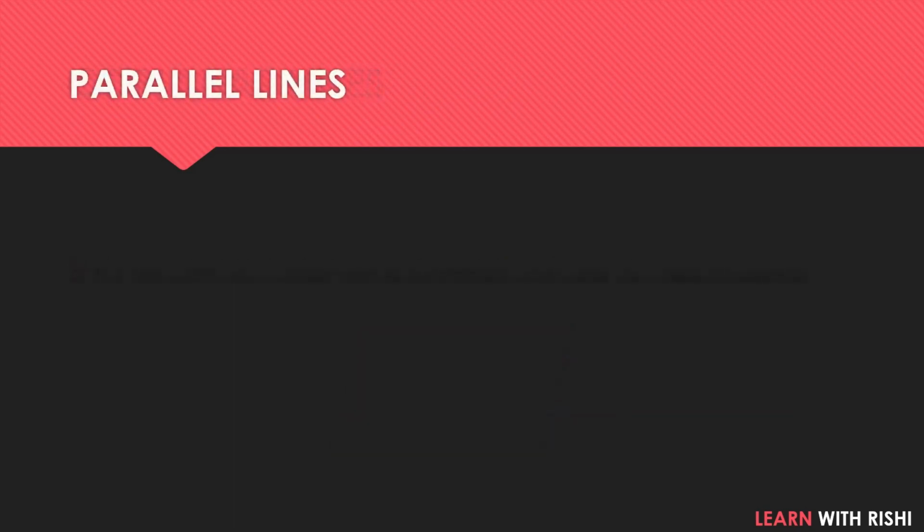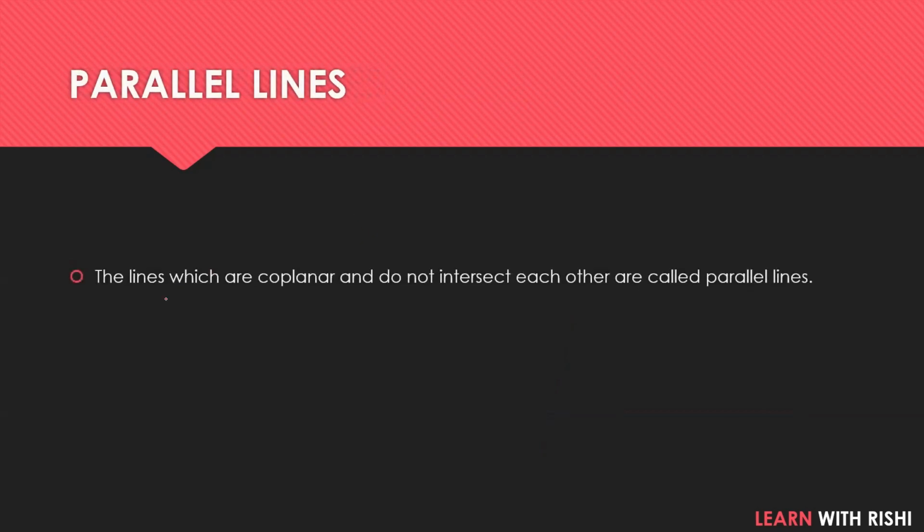Let us discuss now parallel lines. Parallel lines can be defined as lines which are coplanar. The first important thing is coplanar, meaning the lines should lie on the same plane. The second important thing is they should not intersect each other. So the lines which are coplanar and do not intersect each other are known as parallel lines. We used to think that lines which do not intersect each other are parallel lines, but there is one more thing: the lines should be coplanar. They should lie on the same plane.